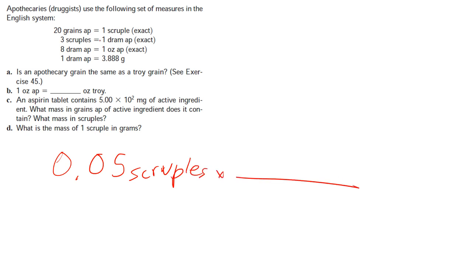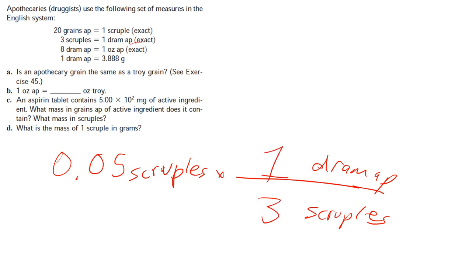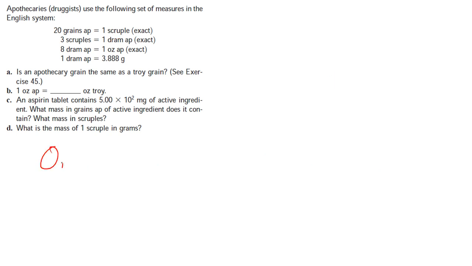Okay, you want to get rid of scruples, so you put scruples on the bottom to cancel out. And then dram, a dram apothecary. So 3 scruples equal 1 dram AP. This is like x over x, they just cancel. So 0.05 divided by 3 is 0.016 repeating grams.